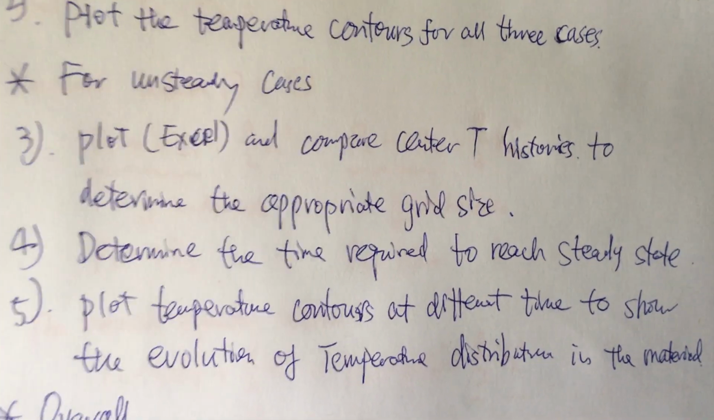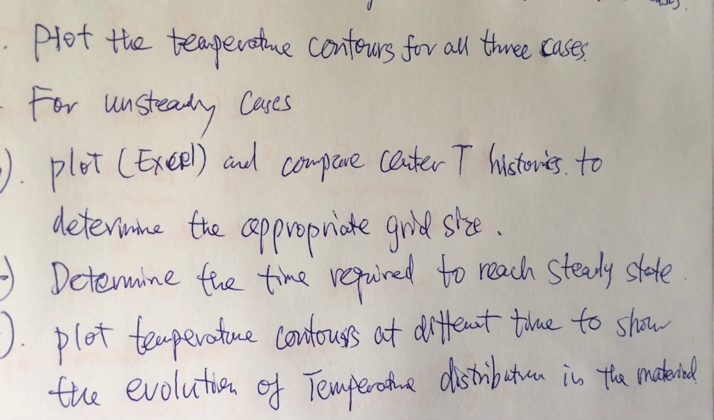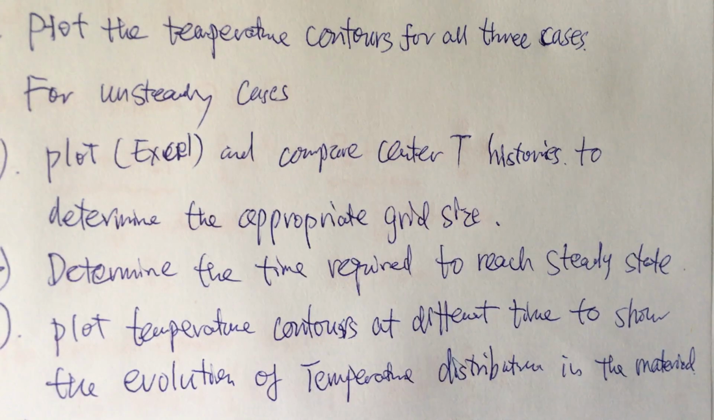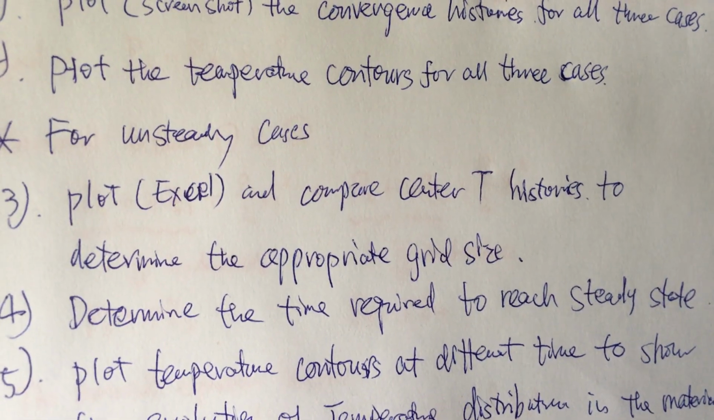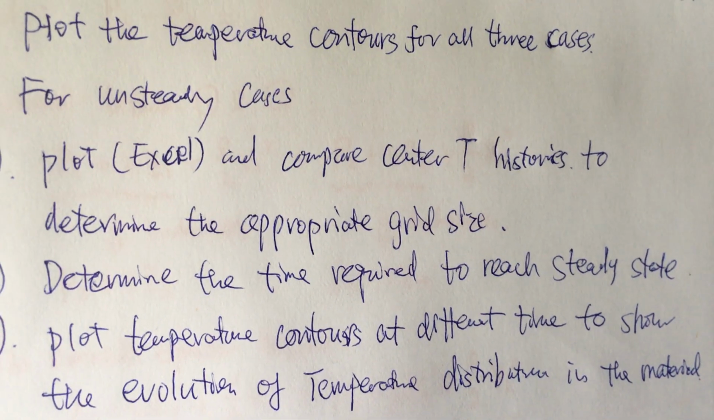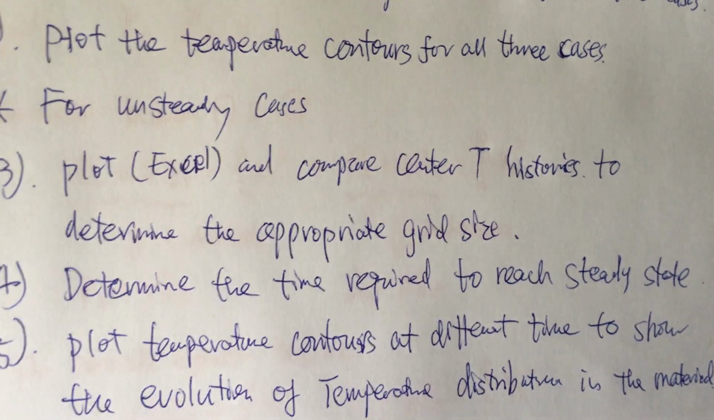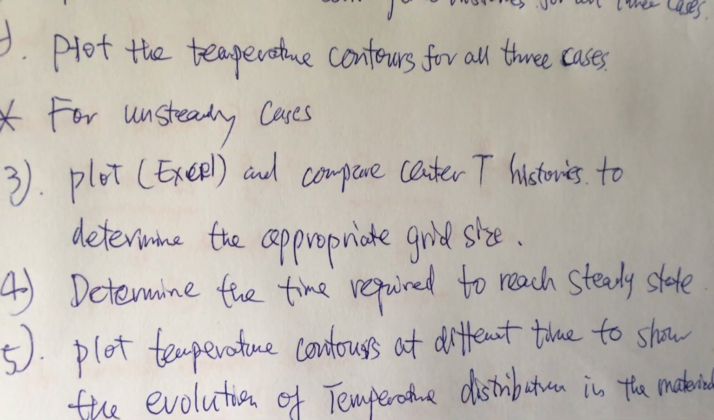So number 5 is very important. I want you to plot some intermediate results. For example, you run 25 seconds. I want you to stop the run at 1 second. Let's see what the domain looks like, what the temperature looks like. Then at 5 seconds, what does the domain look like, and 10 seconds.